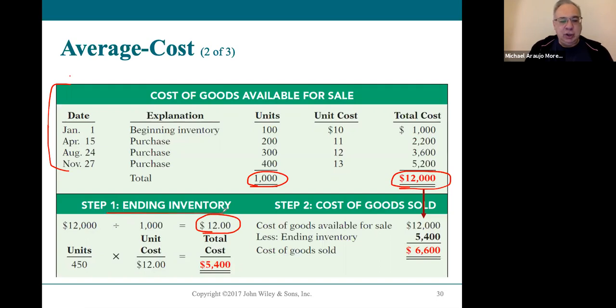So if you have 450 units still in the store, they're all valued at 12 bucks. So 450 times 12, you have $5,400 of inventory in the store. But if you started with $12,000 of astro condensers and you still have $5,400 of astro condensers with you, you sold the rest, $6,600. Again, you can double check to see if this is correct. You sold 550. All of them are 12 bucks. So that adds up. Okay.